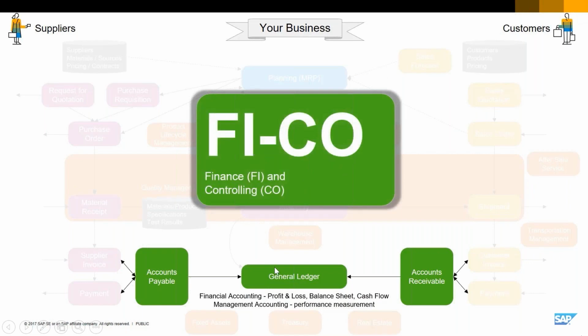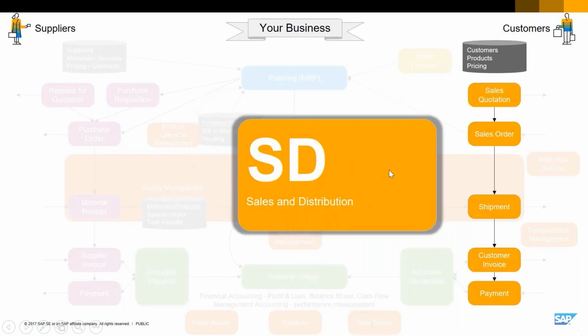We are looking into finance and controlling. Finance and controlling will receive entries from this. Accounts payable will receive entries from the vendors area. Accounts receivable will receive entries from the customers area, and it will update the GL accounting. The sales and distribution will handle the sales quotations and sales orders, and shipment of the goods to the customer. Invoice of the customer and receipt of payment from the customer: in this area, these last two things will be handled by accounts receivable. Here also, these last two things will be handled by accounts payable.